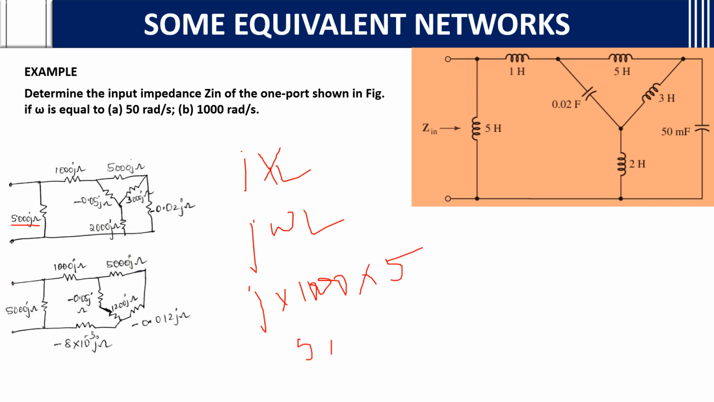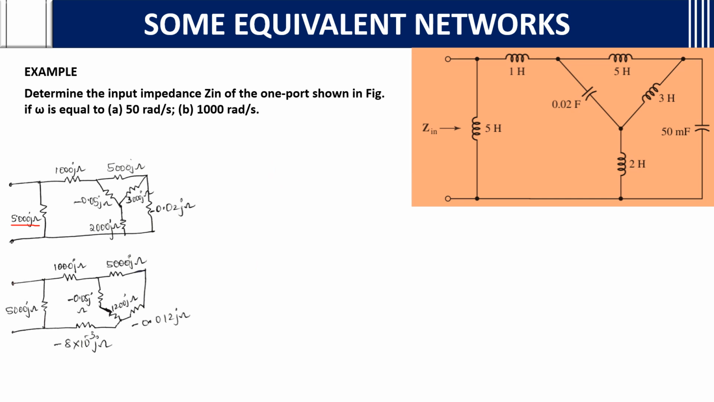So you will get 5000 J. First we will convert all the inductors. Then we will easily understand. JXL, that is 5000 J. Again, if you see here 1H, that is 1000 J, and here 2H 2000 J, and 5H 5000 J, and 3H 3000 J. Nothing but we are multiplying it with omega L, because they have given the omega value.